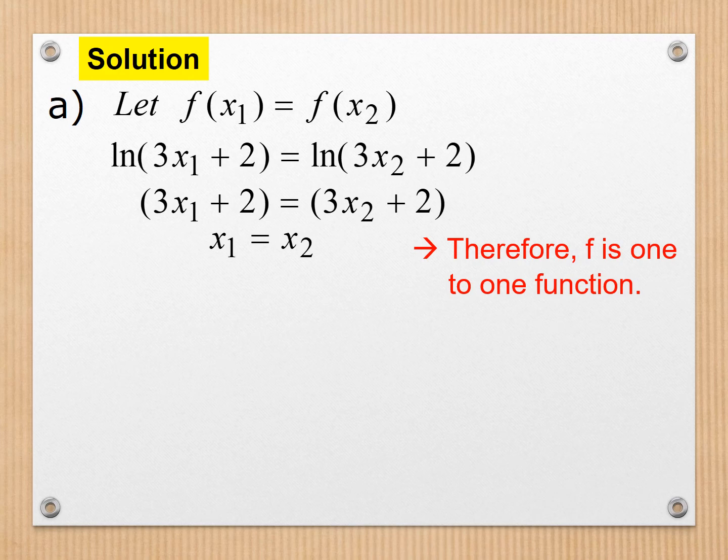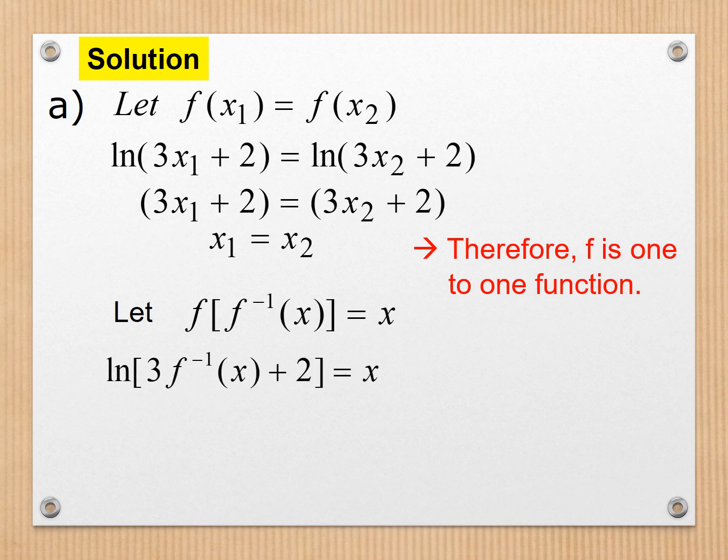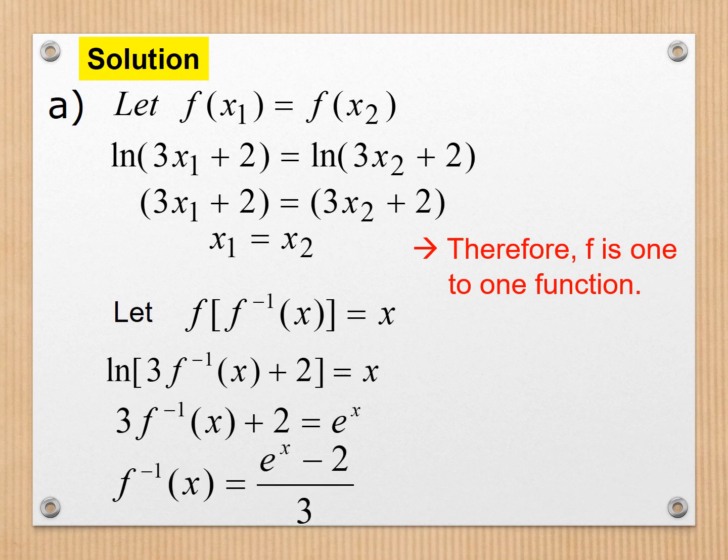Then we want to find f inverse. By using property, let f inverse equal x. So then ln(3 f inverse plus 2) equals x. 3 f inverse plus 2 equals e^x. Then we bring 2 on the left hand side to the right hand side. We get 3 f inverse equals e power x minus 2. So finally we divide by 3 until we get f inverse equals (e power x minus 2) over 3.